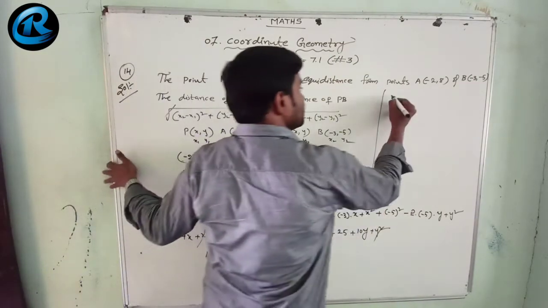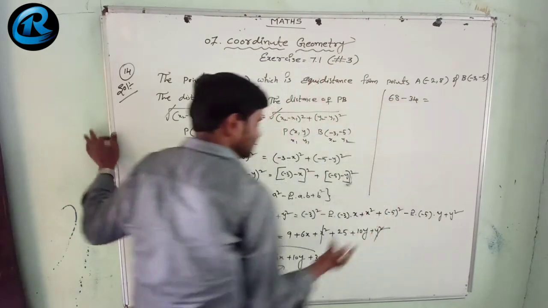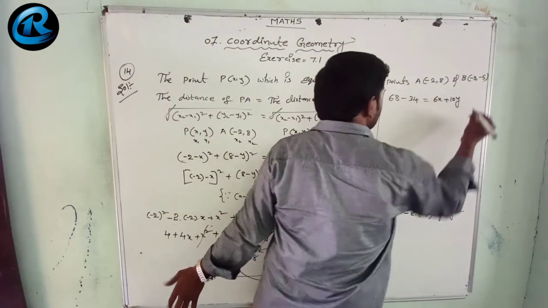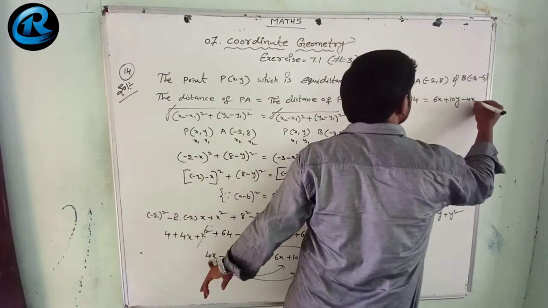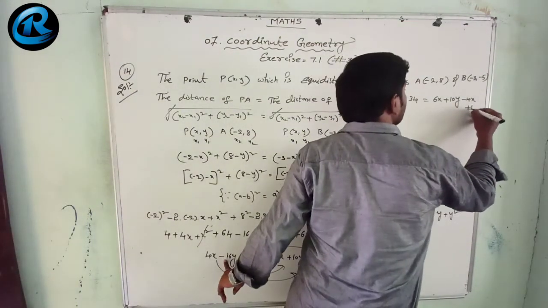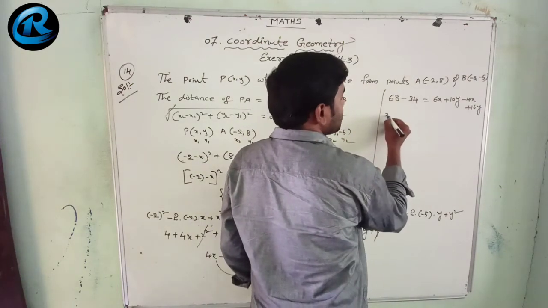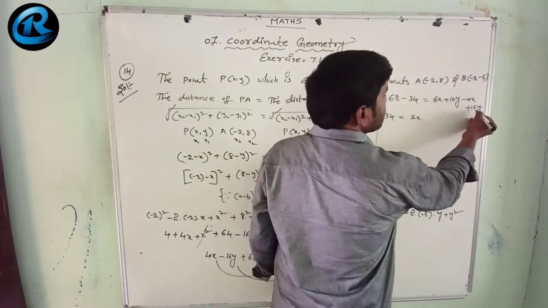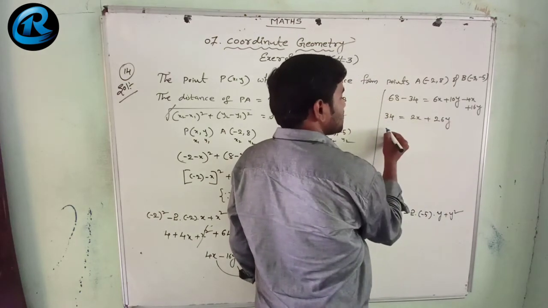Here 68 minus 34, this plus 34 becomes minus 34, that is equal to, now already here 6x plus 10y, and here plus 4x becomes minus 4x, and here minus 16y becomes plus 16y. Let us see what happens now. 68 minus 34 is 34, that is equal to 6x minus 4x is 2x, plus 10y plus 16y, that is plus 26y. From this, we will take out 2 as a common factor.